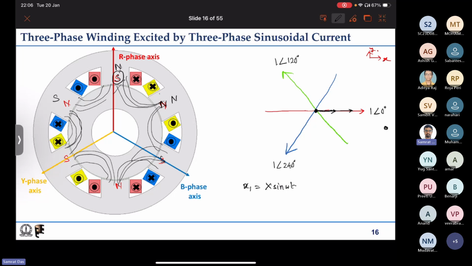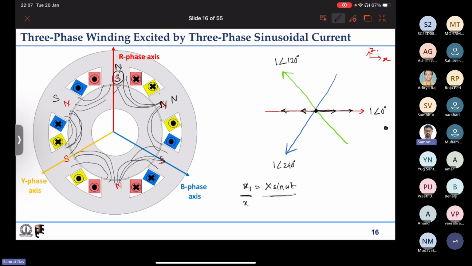Then it will become negative, which means that this tip will move in the opposite direction. It will go to the negative peak, and again it will come back. So this is what we are plotting. Is it clear? So we have one axis at angle 0, and we are plotting this quantity at different time instances along this axis. If it is positive, we put the tip in the positive direction. If it is negative, then we put the tip in the negative direction, right?